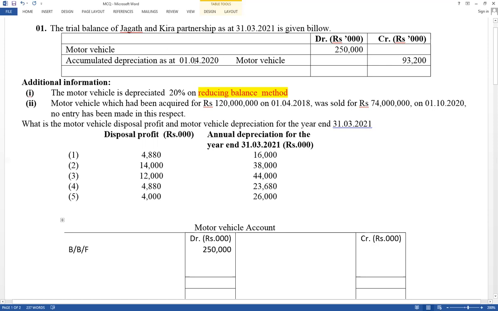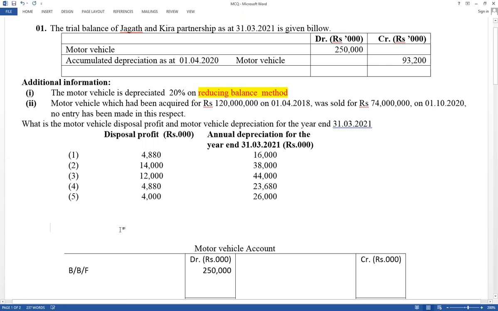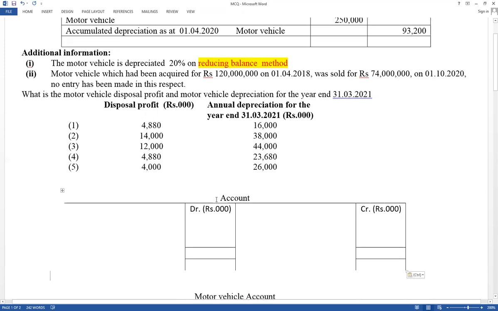And accumulated depreciation is also given. Prepare the ledger account as accumulated depreciation. Therefore, this is accumulated depreciation of motor vehicle. Also given balance 93,200. Take it on the credit side as a balance brought forward, 93,200. Now prepare disposal accounts.